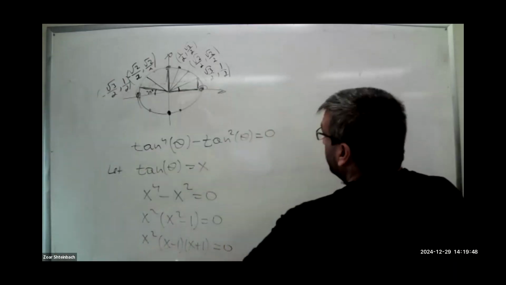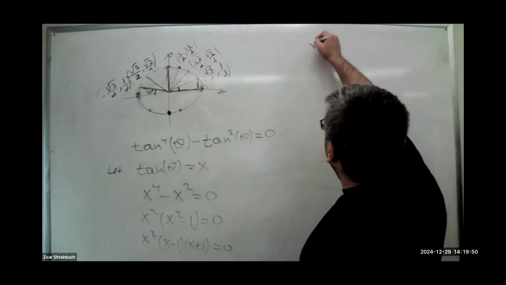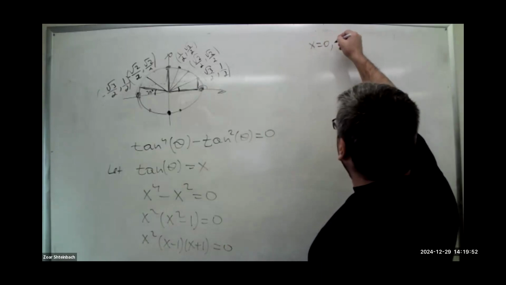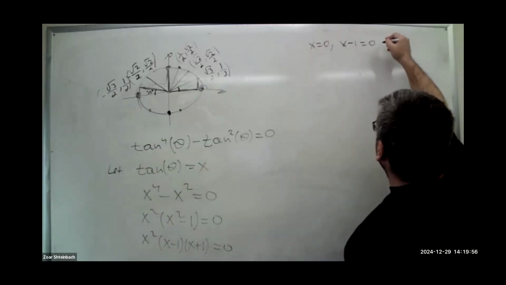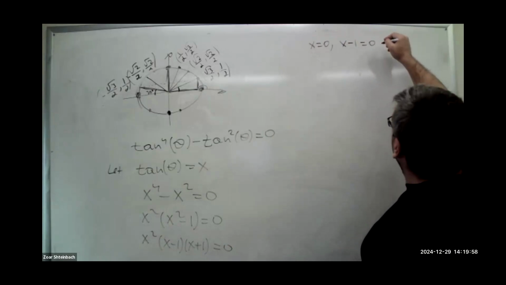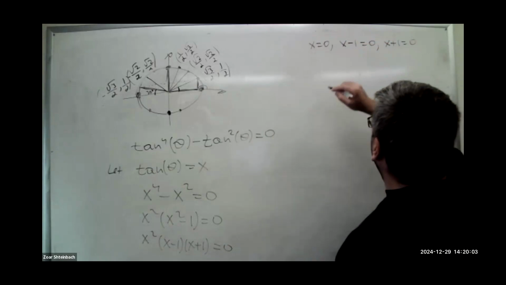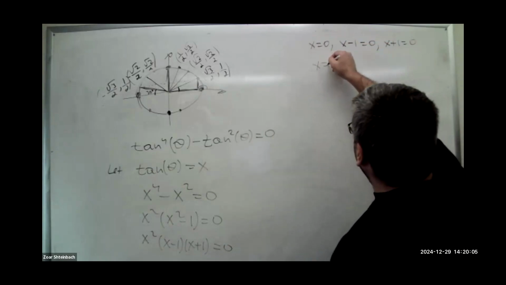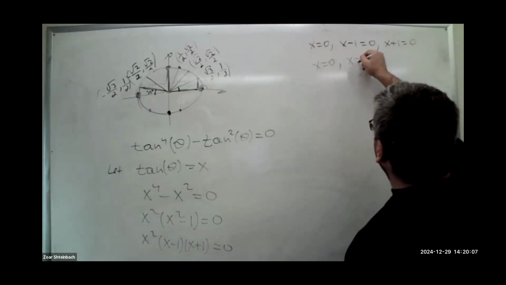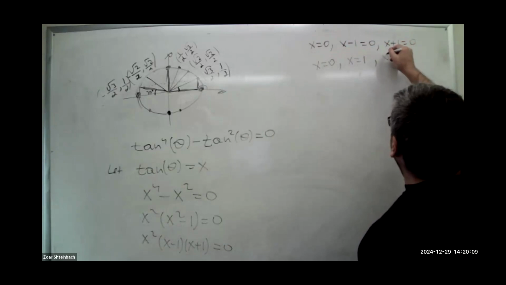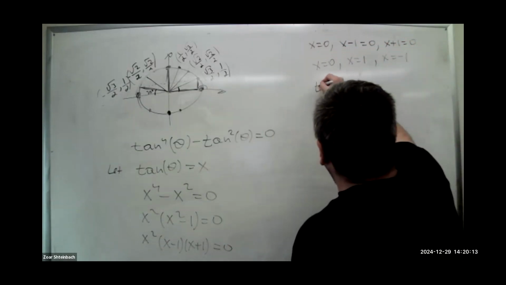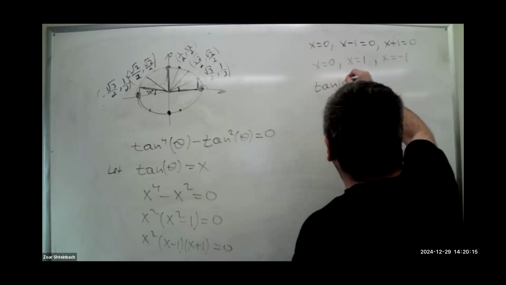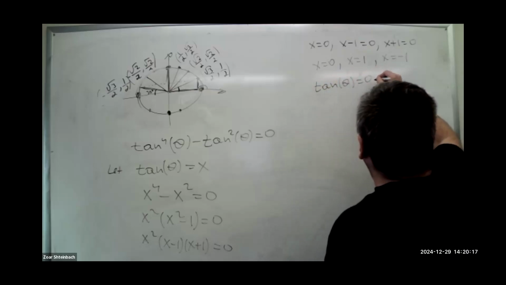Then we have x equals 0, or x minus 1 equals 0, or x plus 1 equals 0. So 3 cases, right? We have x equals 0, x equals 1, or x equals negative 1. And x is tangent, right? So tangent theta equals 0.